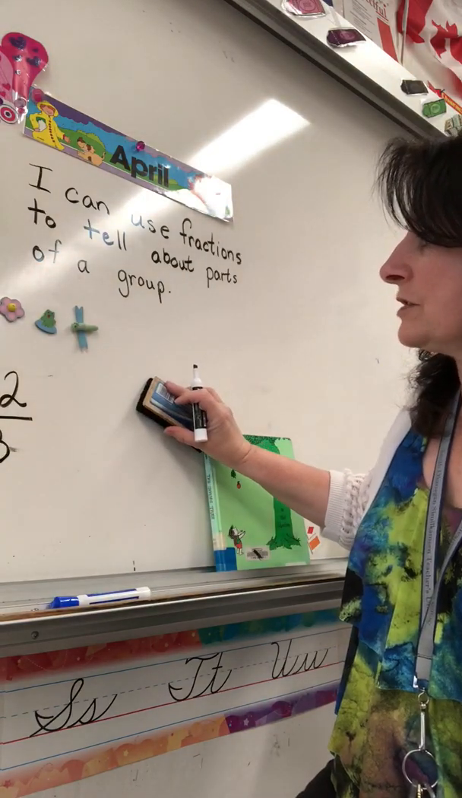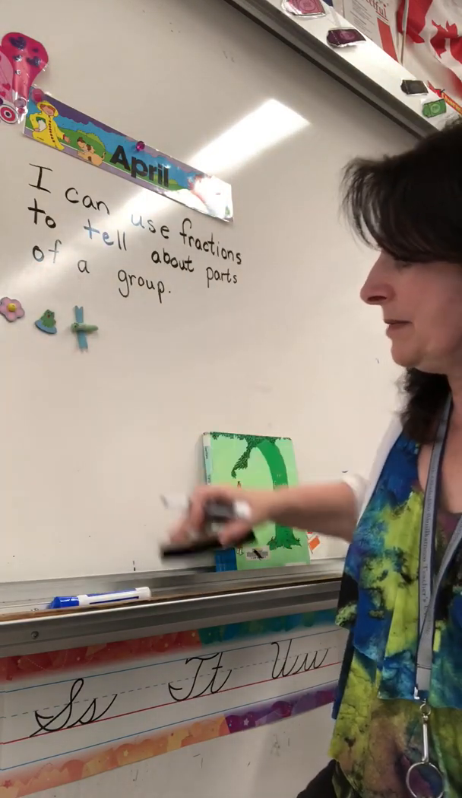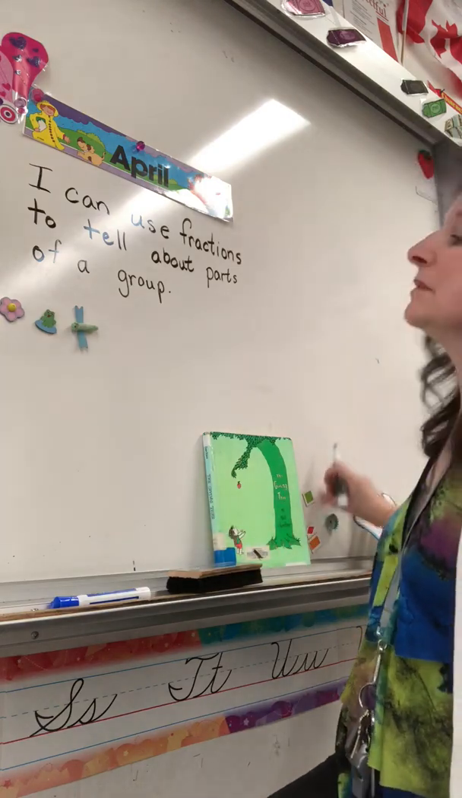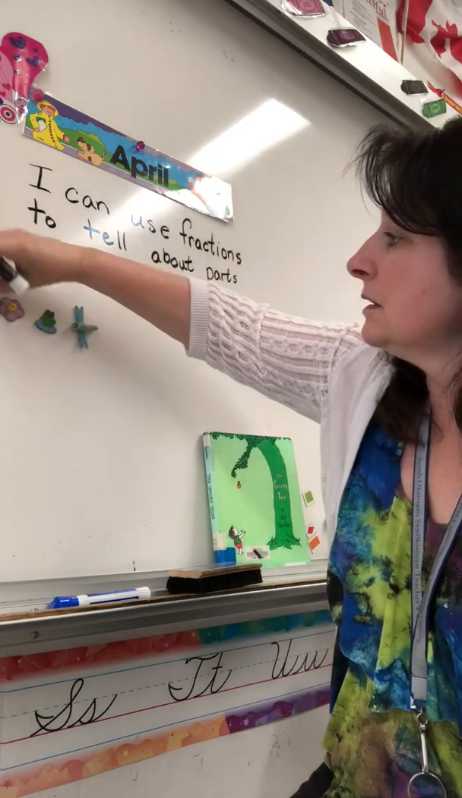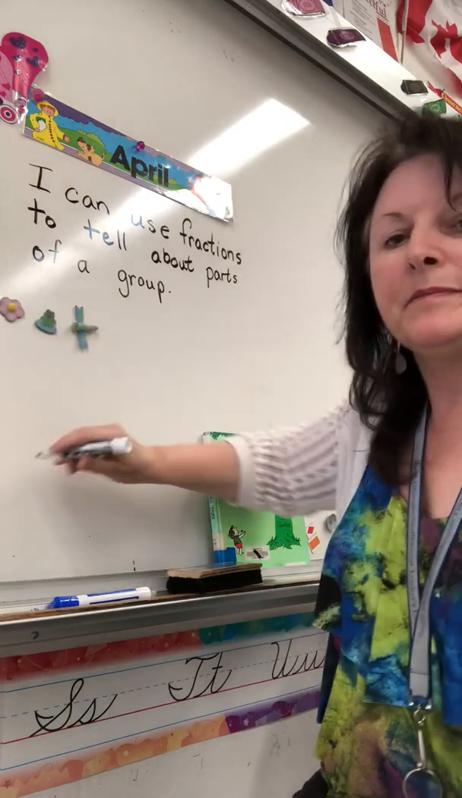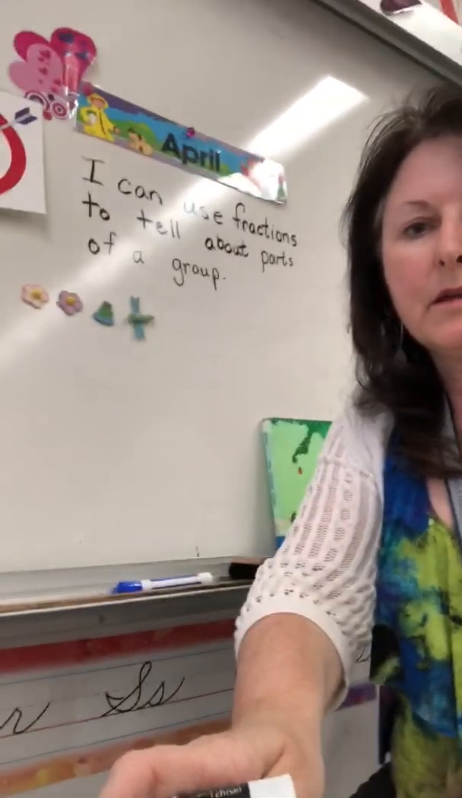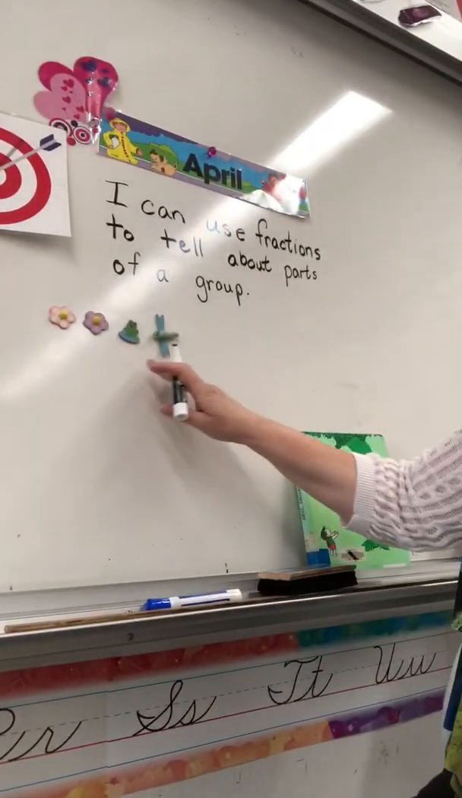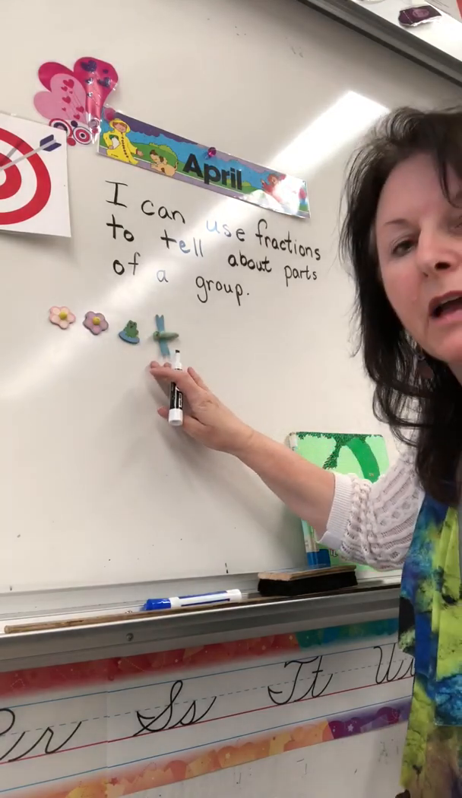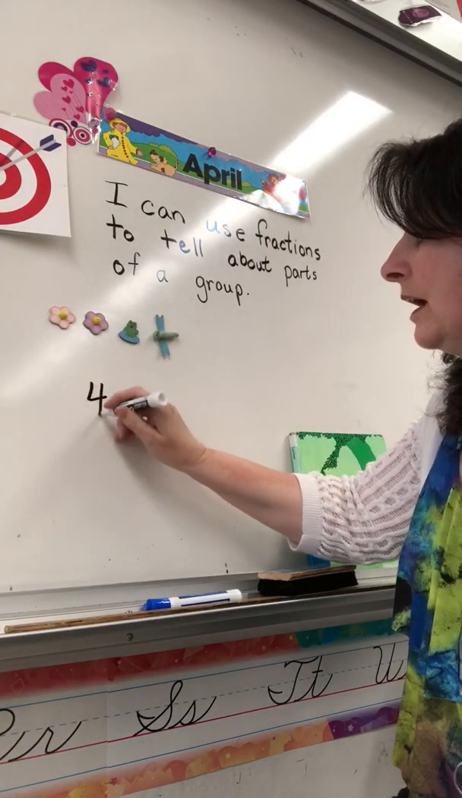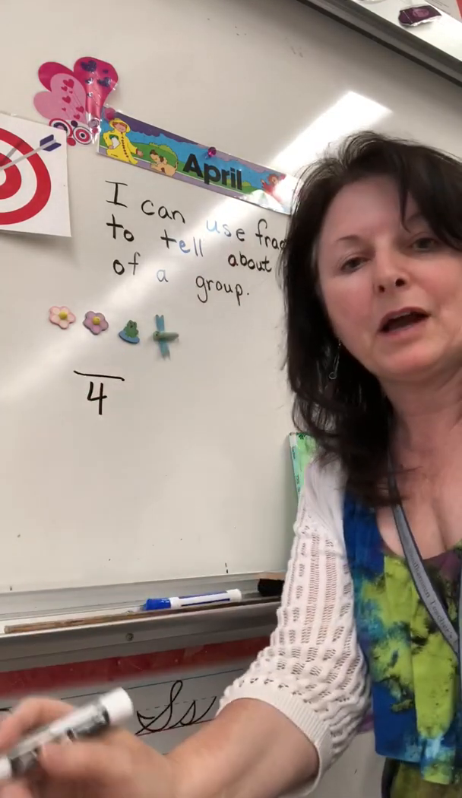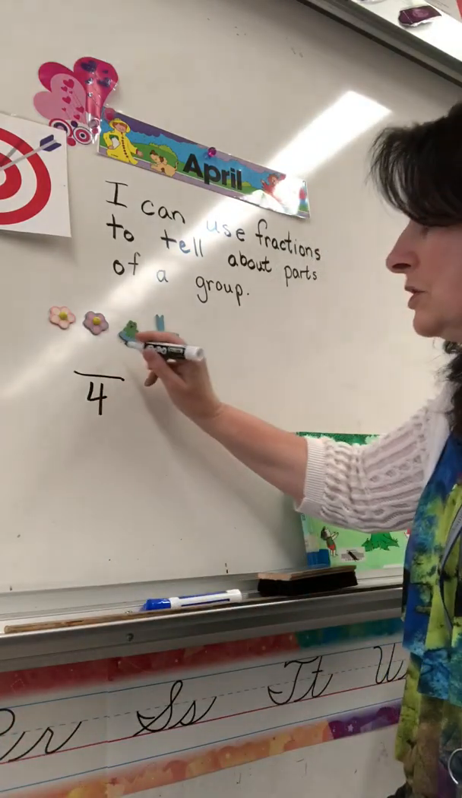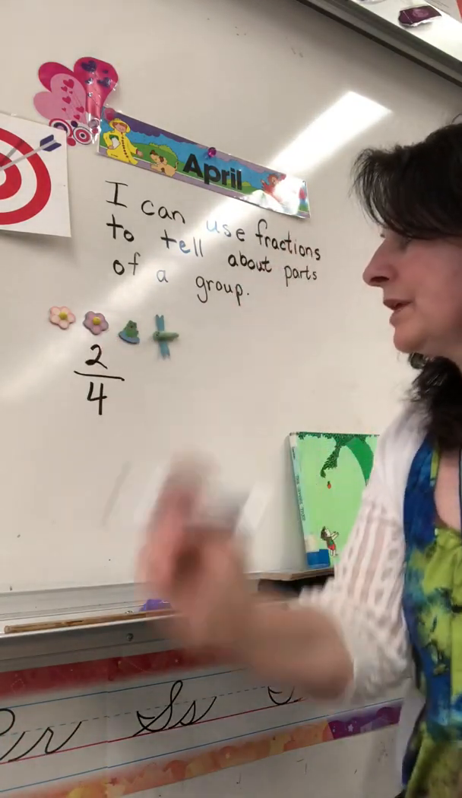Let's see if I can change it around a little bit and maybe add in something else. So now I have 4 objects. We've got 2 flowers, I've got my frog and my dragonfly. So out of 4, how many of these objects are flowers? That would be 2. So 2 out of 4.